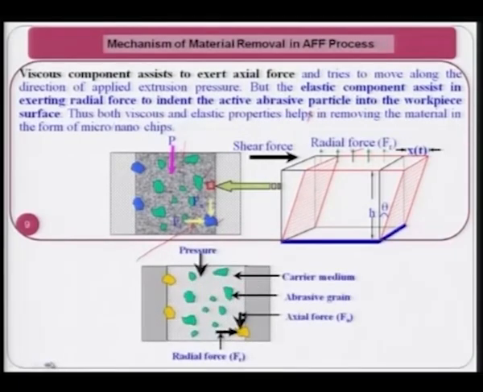Now, this clearly shows the axial force Fa and radial force Fr, which I have explained in the earlier figure. Here is the carrier medium, this is the abrasive grain which is inactive, and here is the abrasive grain which is active. Because this grain is penetrating inside the workpiece and removing the material in the form of microchips, that is why it is known as active abrasive grain.